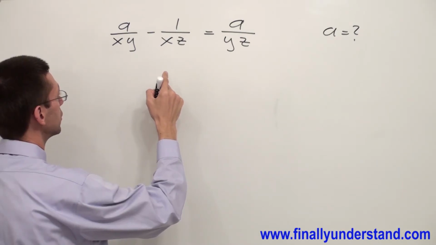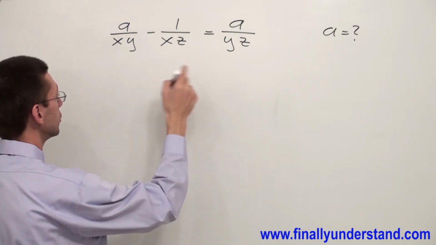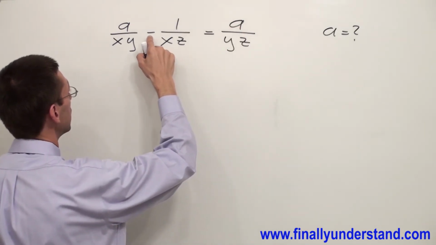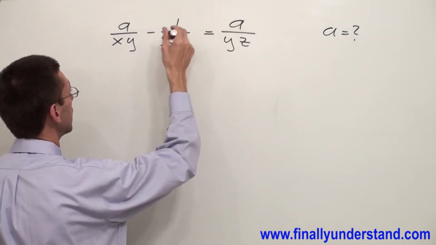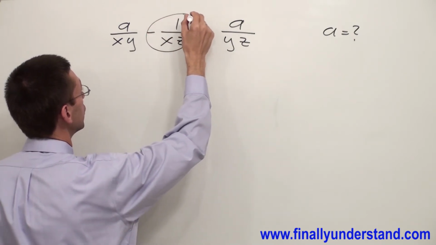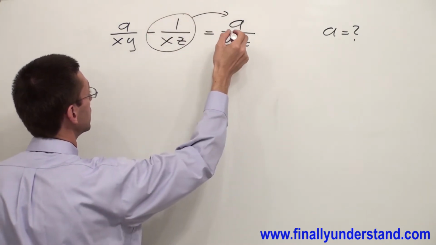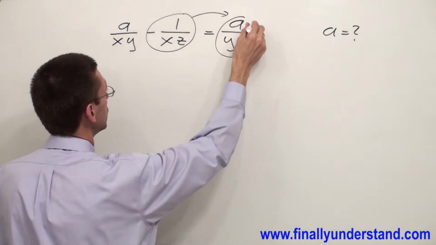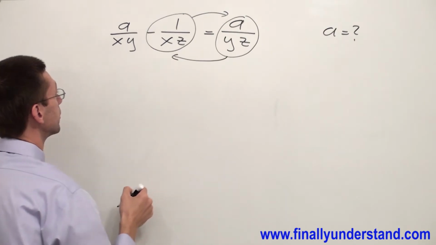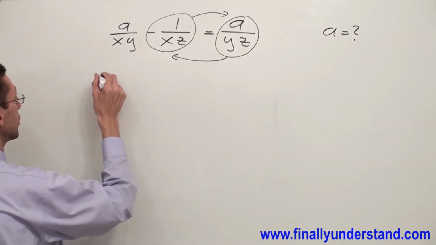We have to collect all fractions which have a on one side and every fraction which doesn't contain a on the other side. That's why, because I have a negative sign over here, I'm going to take this fraction and move it to the right to make it positive, and I'm going to take this fraction and move it to the left side. Okay, let's take a look at what I'm going to have.